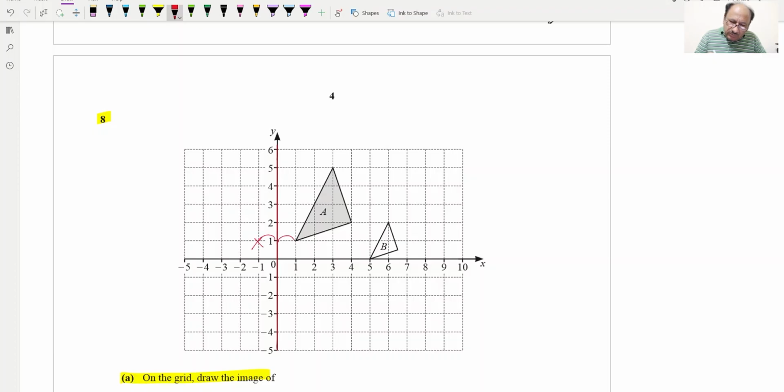So 1 point will be this one, and we can check the distance of this point: 1 2 3. So we'll take the other side 1 2 3. So this will be the second point. Then the third point we can check: 1 2 3 4 units, and this will be 1 2 3 and 4 units. So we can join the vertices to get the triangle, and this will be our reflected triangle which is required.